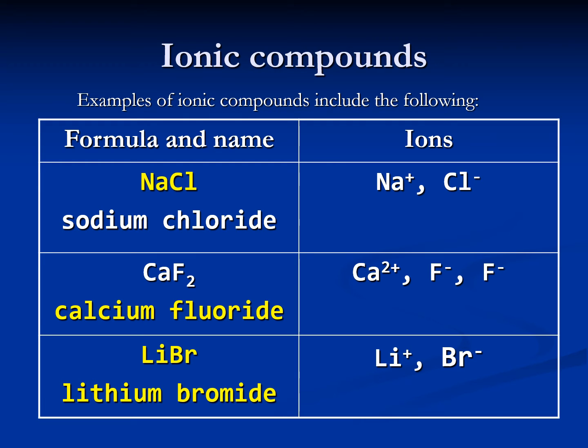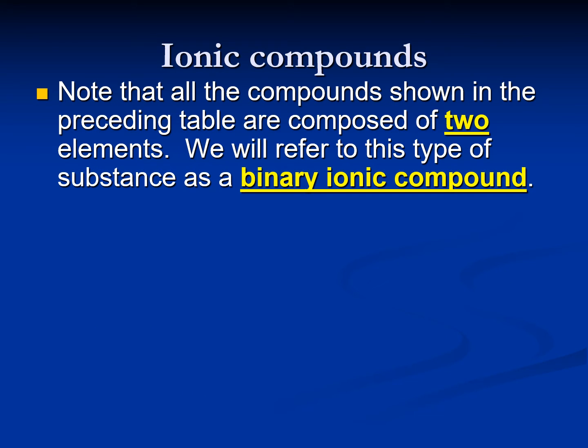NaCl, sodium chloride, has one sodium ion for every chloride ion. Calcium fluoride, on the other hand, has a 2-to-1 ratio. For every calcium, there are 2 fluoride ions. Lithium bromide is another 1-to-1 ratio of +1 lithium and -1 bromide ions. You'll note that all the compounds shown in the table are composed of just 2 elements. We will refer to this type of substance as a binary ionic compound.